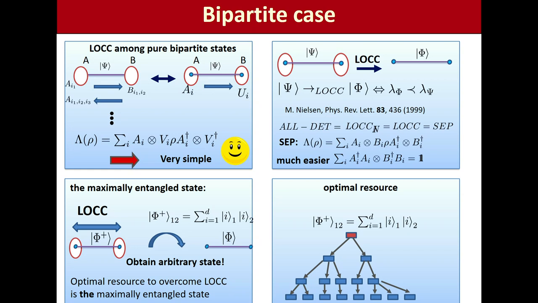But you can also show that for pure state transformation, LOCC is equivalent to a larger set of operations, which are the separable operations, which can be written in this form, as you see here. They are mathematically much more tractable than LOCC, but in general, they are larger than LOCC. In this case, pure bipartite state transformations, they are the same. On the other hand, you can also show that all these protocols are of a very simple form, which we called all deterministic. I will come back to this a little bit later. But you see here that everything is equivalent in this case of pure bipartite state transformation.